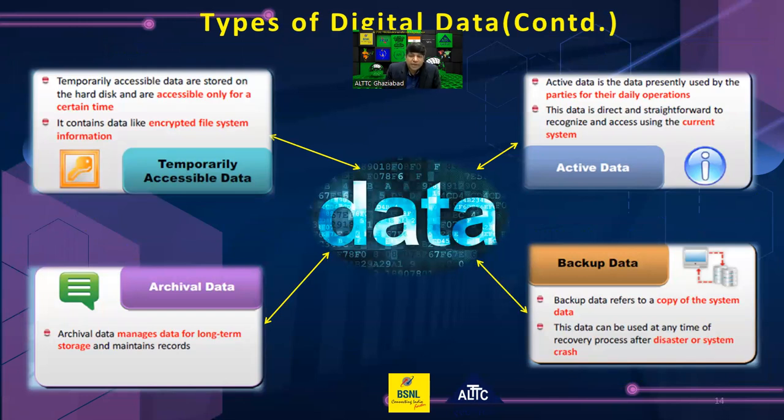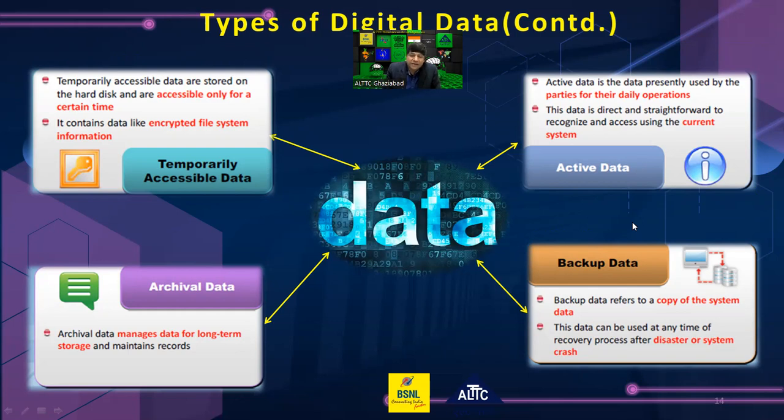Another type of data is temporary accessible data. Temporary accessible data are stored on the hard disk and accessible only for a certain time. Any example regarding this? Audience participants, if you have any information regarding temporarily accessible data, please write in the chat box. Any example in your mind? I will continue. If you have any answer, please give it in the chat box. Okay.